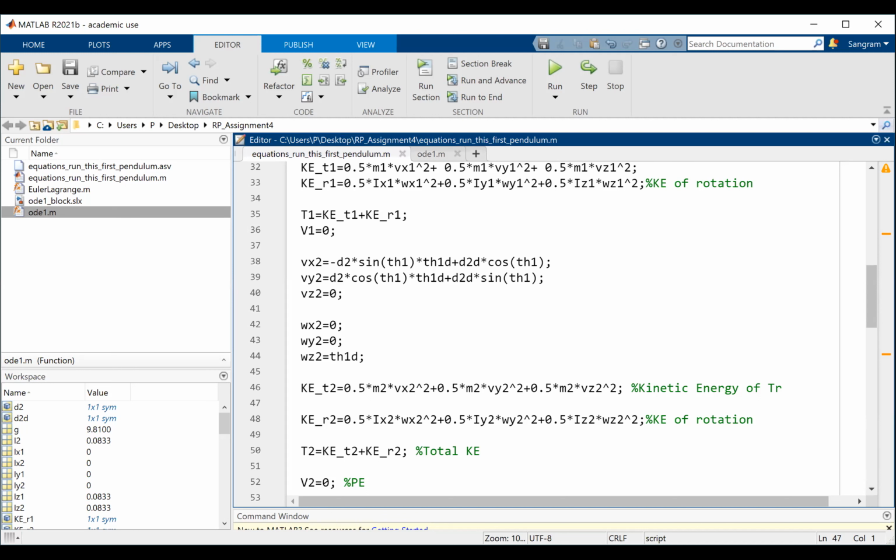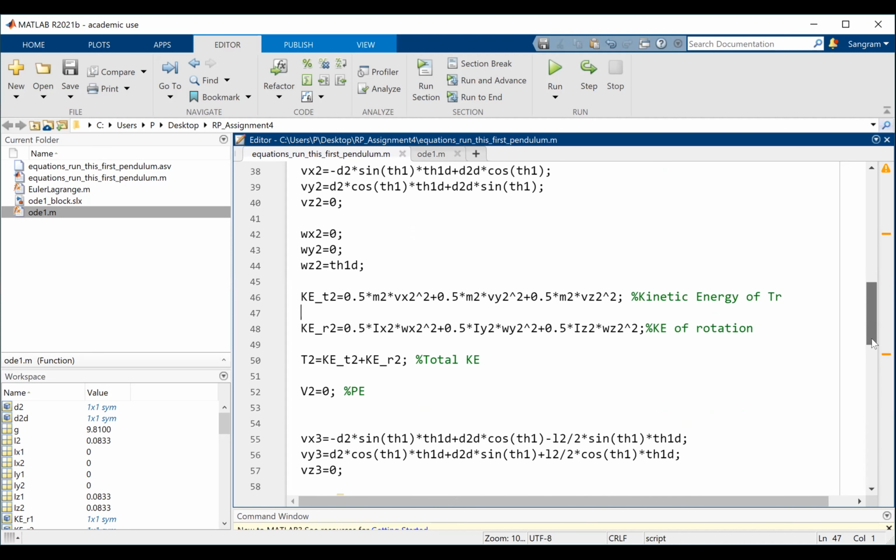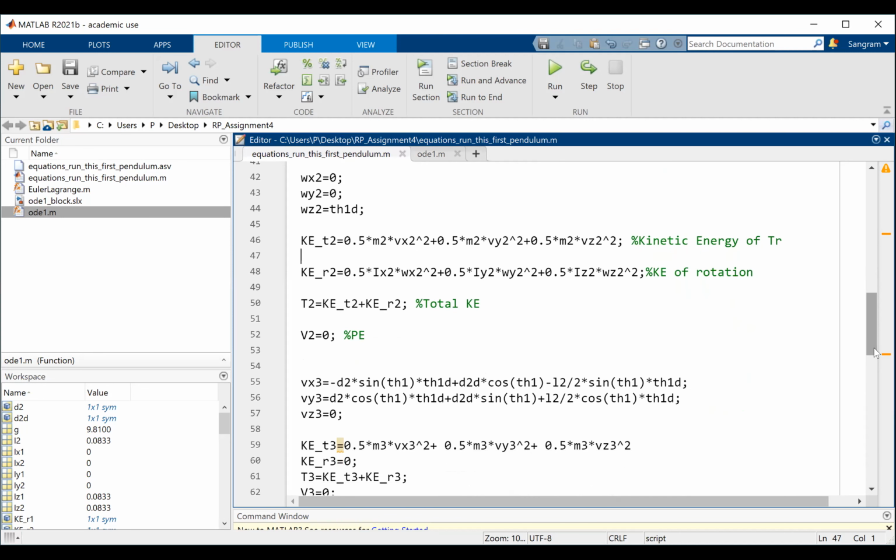Okay. Then the next part is total kinetic energy, which is kinetic energy of translation plus kinetic energy of rotation. Then the potential energy for mass 2 is 0 because it's in the horizontal plane.